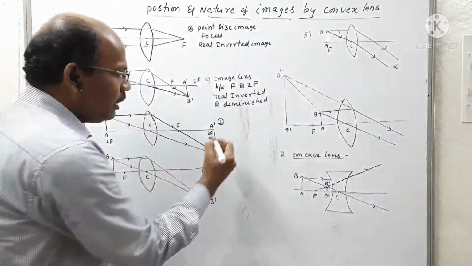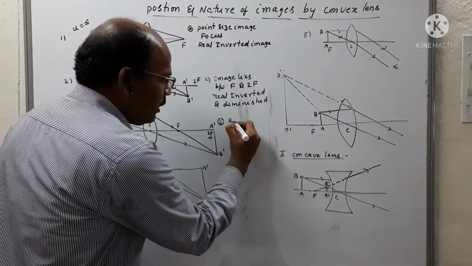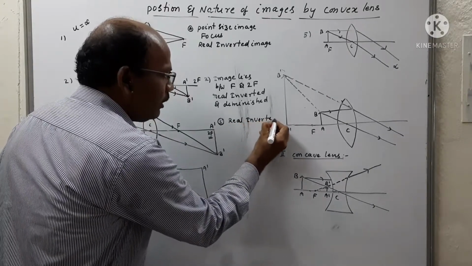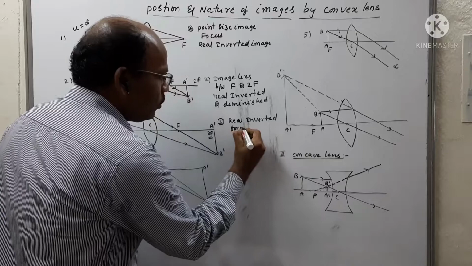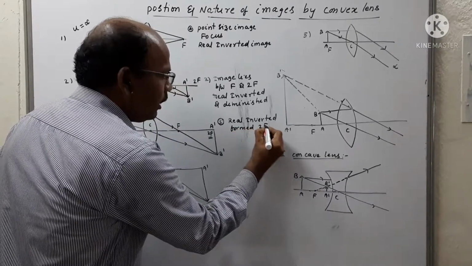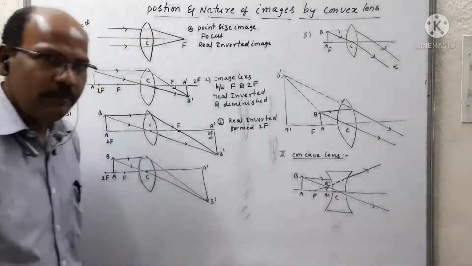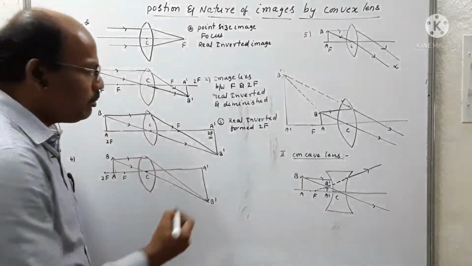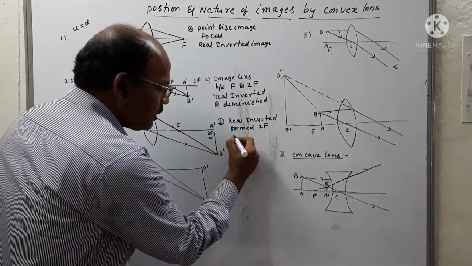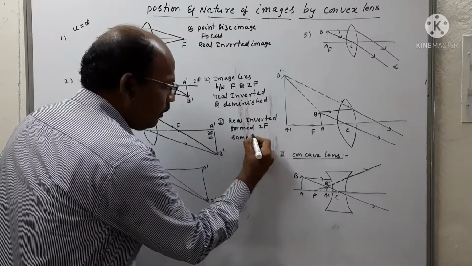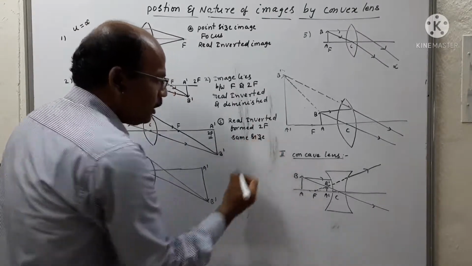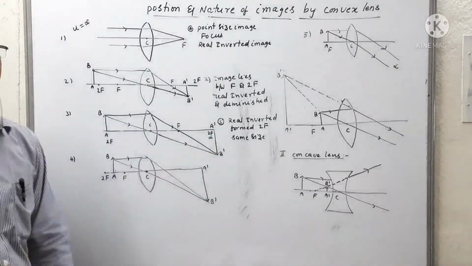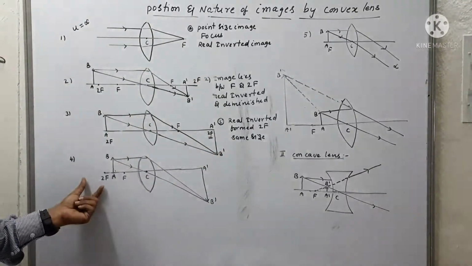So in the third case, the image is again real, inverted and it is formed at 2f value. And regarding size, whether it is same size or magnified or diminished, it is the same size as the object. That means A dash B dash is equal to AB. So this is the third case. Coming to the fourth case.